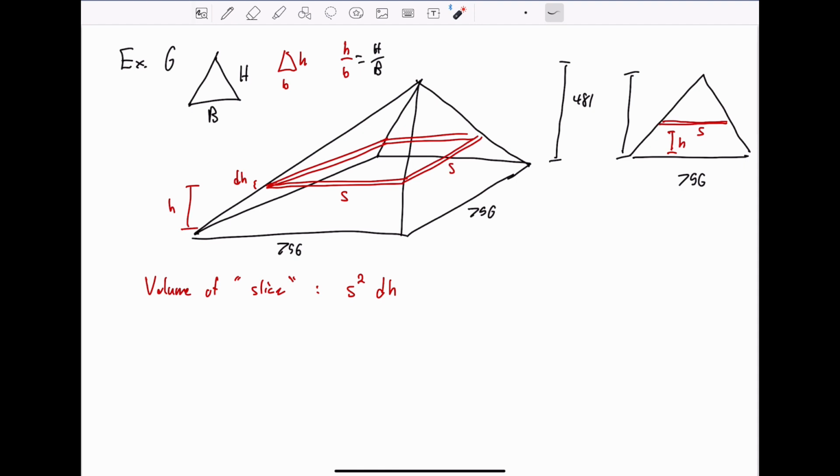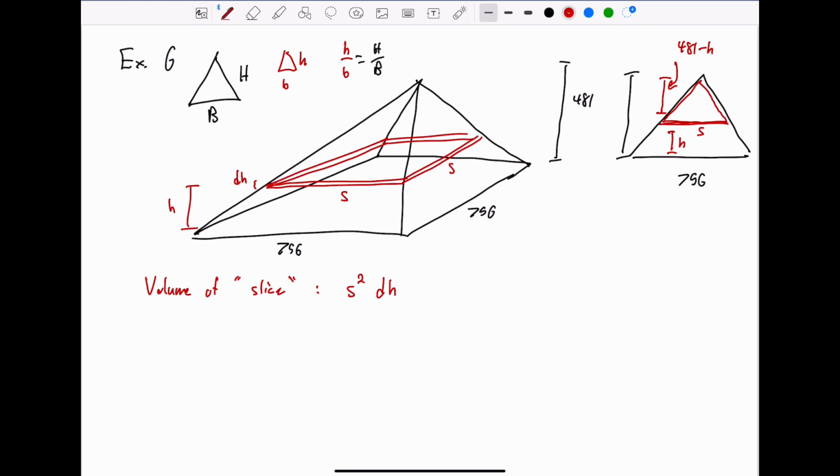We have this triangle with the base of S, if we imagine this triangle here, and the height, well, from the ground to this slice, this was a height of H. So I want the height of this triangle overall, which would be 481 minus H. So in here, the height of this small triangle is 481 minus H. So I have a large triangle, this black one, with a base of 756, a height of 481. That is the same shape as this small red triangle with a base of S and a height of 481 minus H. So I can set up a ratio of corresponding sides.